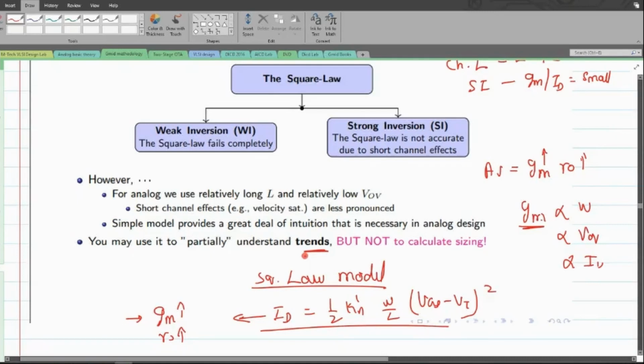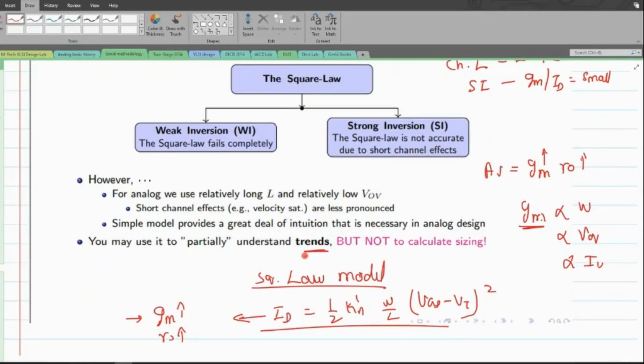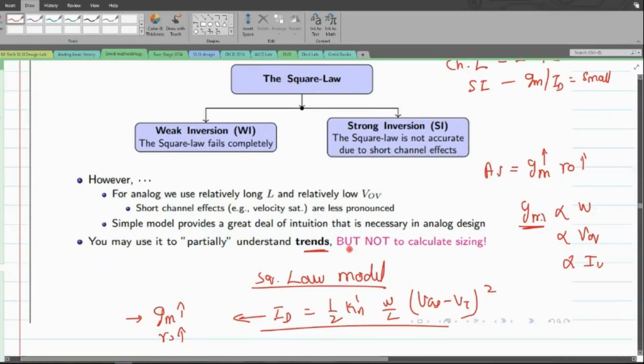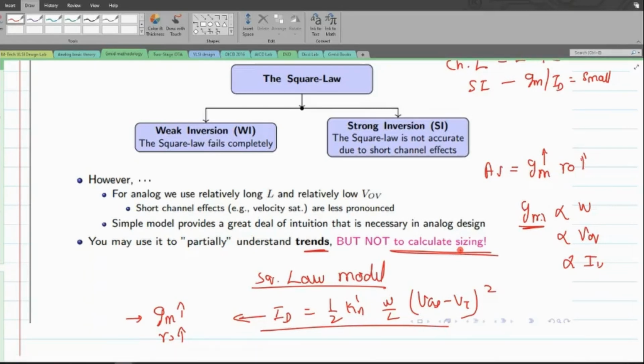So we want the model to be simple so that it gives a kind of direction for us, and using that direction I know what I am supposed to change in order to achieve a particular spec. But for sure I cannot use that square law model to actually calculate the sizing. That is not valid, but it gives me the direction. So still, whatever you are studying in your courses is good enough for us to understand its trend.